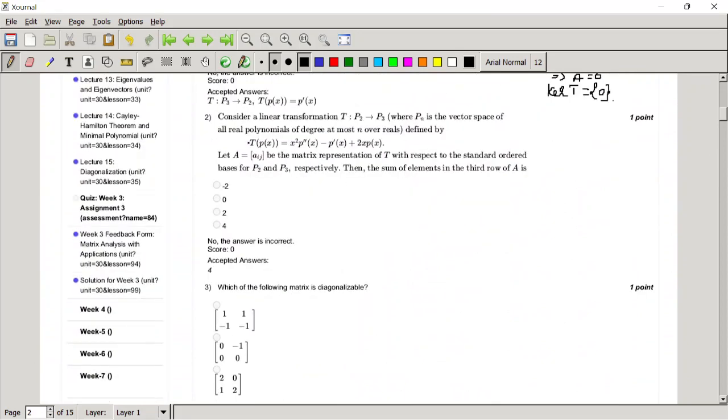So the second problem here is, it is given a linear transformation from P2 to P3 as T of P of x equal to x square P double dash x minus P dash of x plus 2x P of x. It is given that A is the matrix representation of T with respect to the standard basis. We have the standard basis for P2 as 1, x and x square, and for P3 1, x, x square and x cube. So the question is the sum of the elements in the third row of A.